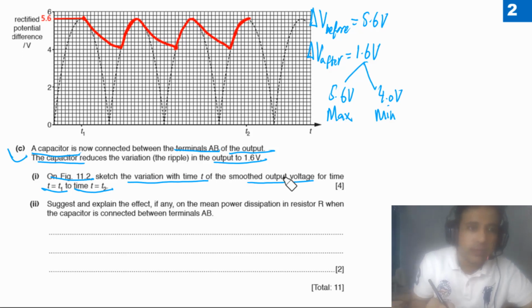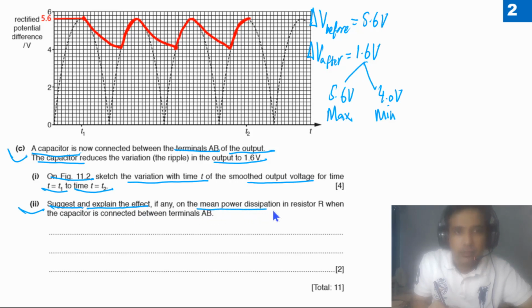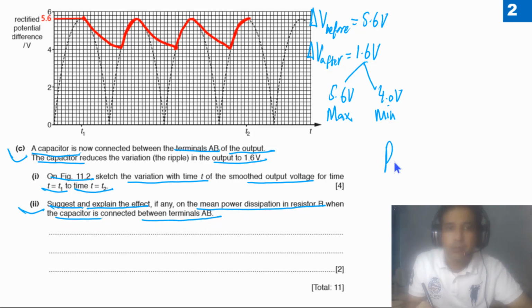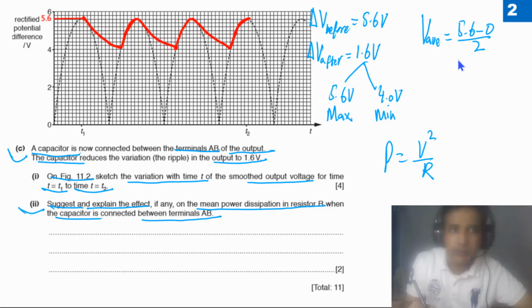Now if you go to the second part, for the second part we need to suggest and explain the effect, if any, on the mean power dissipation in resistor capital R when the capacitor is connected between terminals AB. So the power dissipated is equal to V squared divided by R. So in the first case, before, we have the maximum value, we can calculate V average. V average, we have 5.6 minus 0 divided by 2. So this is the V average.